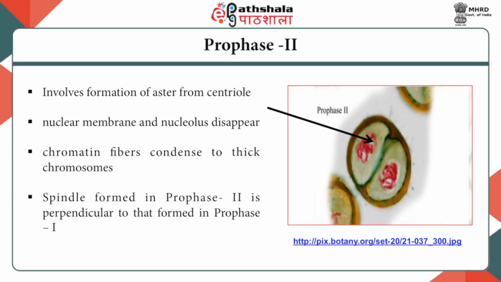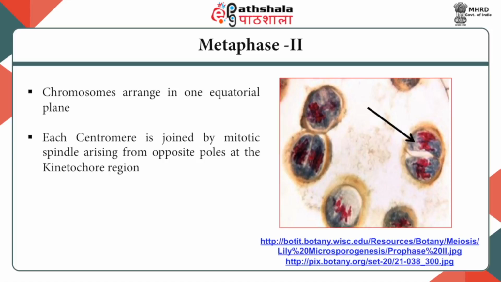But the difference which is observed is, unlike metaphase 1, the kinetochores of the sister chromatids in metaphase 2 face opposite poles and become attached to mitotic spindle fibers arising from opposite poles. The vertebrate oocyte is arrested at metaphase 2. This is done by factors that inhibit APC-CDC20 activation, thereby preventing degradation of cyclin B.